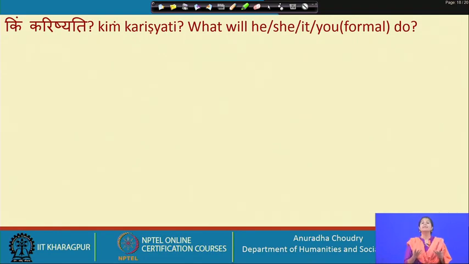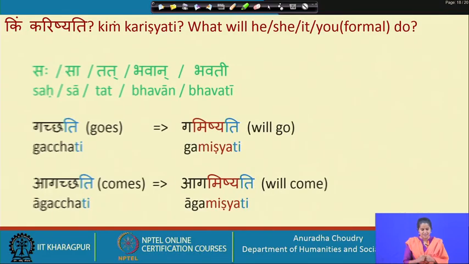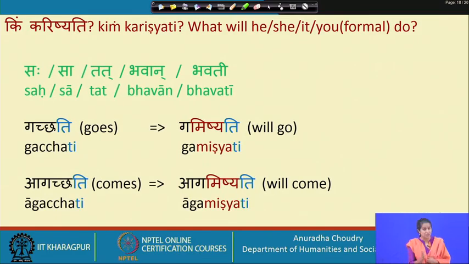So, Kim Karishyati, what will you do? Kim Karishyati, Bhavan or Bhavati, Kim Karishyati or Saha, Sa, Tat, all of them, Kim Karishyati. And then the answer could be Gachati is present tense, Saha Gachati. In the future, Saha Gamishyati or Bhavan Gamishyati. Did you get that? Gachati, Gamishyati.